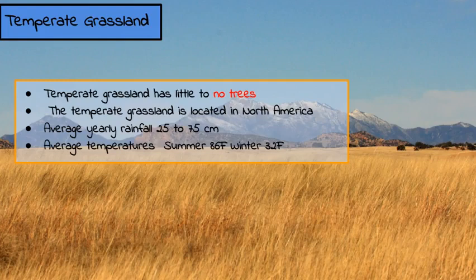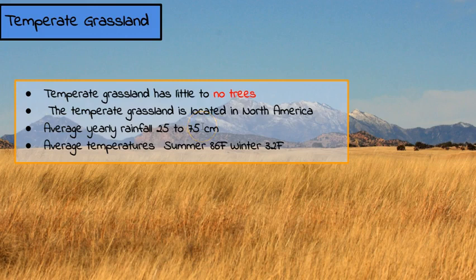So now we're moving on to the temperate grasslands. So the temperate grasslands we can go through a little bit quicker than the rest of our biomes because there's not too much to talk about with these. So temperate grasslands have little to no trees, but we're going to say that there are no trees in this biome. The temperate grassland is going to be located in North America, and the average yearly rainfall is going to be between 25 to 75 centimeters.